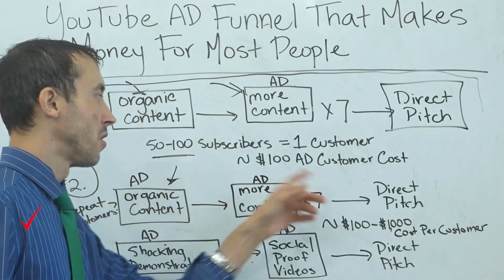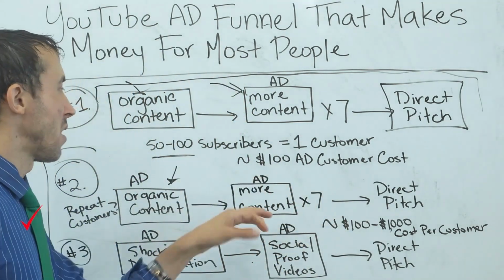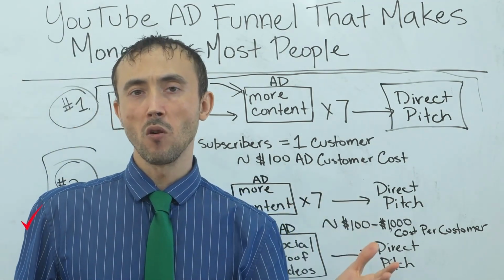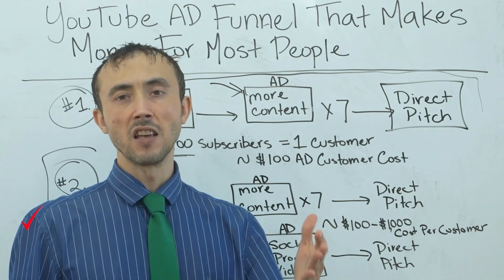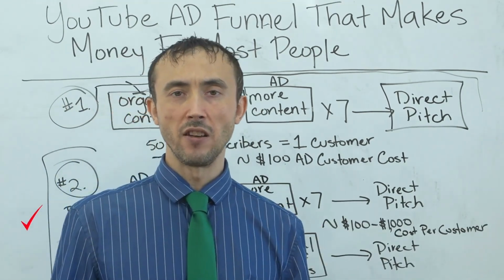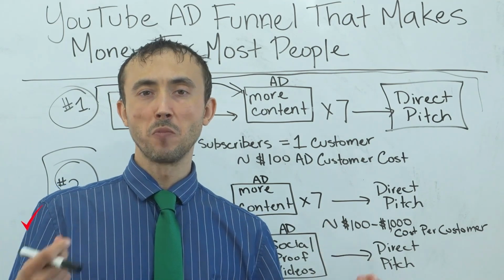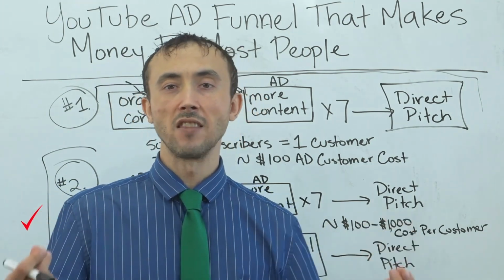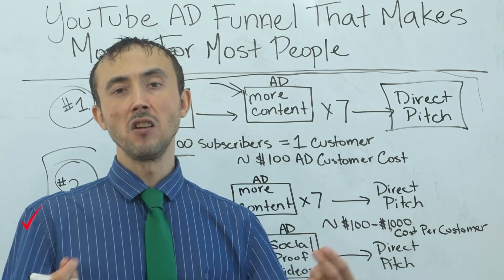But that is your main go-to to make money with YouTube ads if you're not selling something that's pretty extraordinary in and of itself. That is, you lead with information, you don't lead with a direct pitch. You use the information to build respect and trust from the prospect, because they're on YouTube for information. They're not there to buy from commercials. Then you can sell to them.